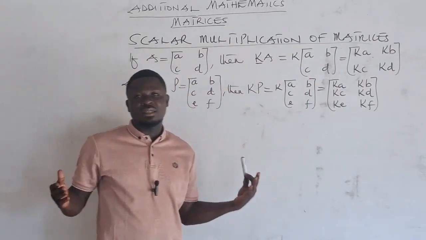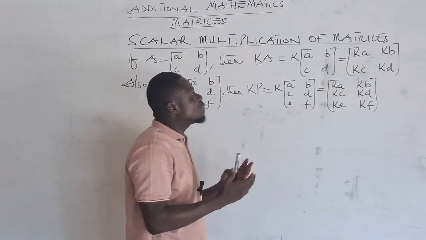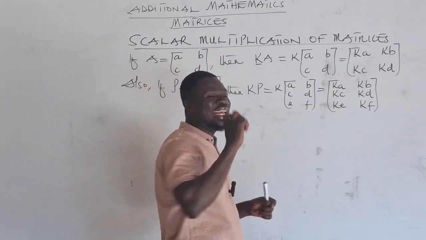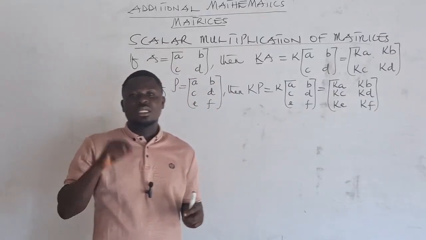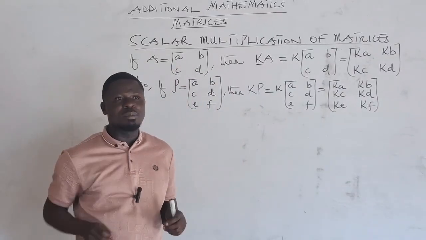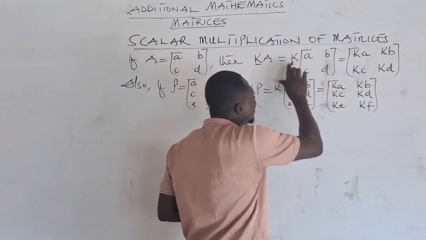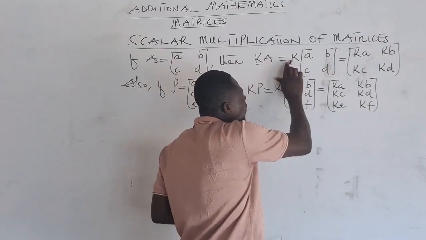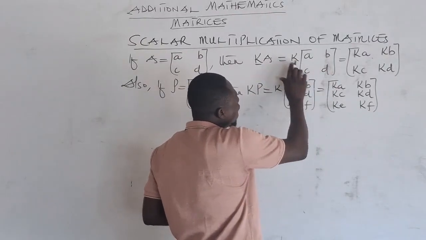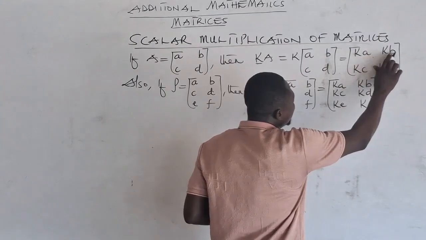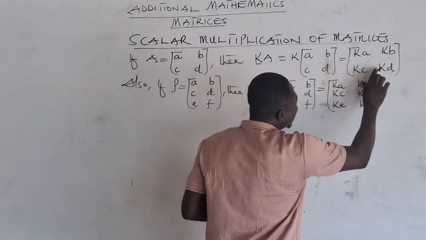And how is it done? This is done by multiplying the scalar by each of the elements in the matrix. So here, k will be multiplied by a, k by b, k by c, k by d. So we have ka, kb, kc, kd.